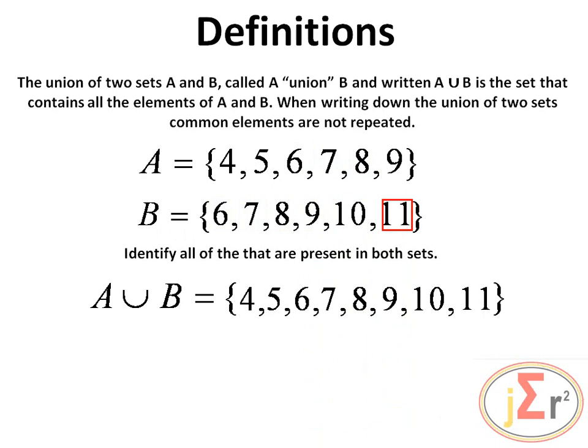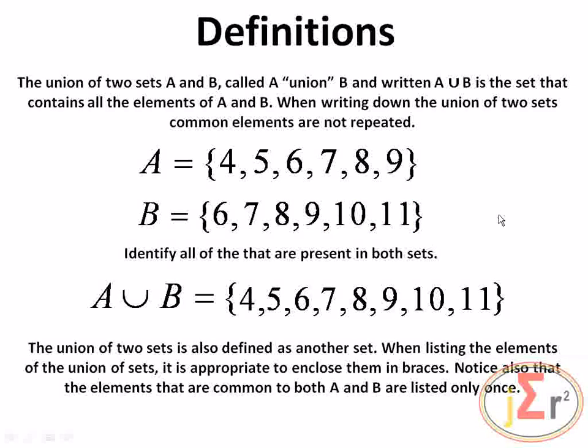So this set, A union B, contains all of the elements of A and B. As a matter of fact, if we look in this set, we'll realize that we find all the elements of this set present and all of the elements of this set also present. The union of two sets is also defined as another set. When listing the elements of the union of sets, it is appropriate to enclose them in braces. Notice also that the elements that are common to both A and B are listed only once.